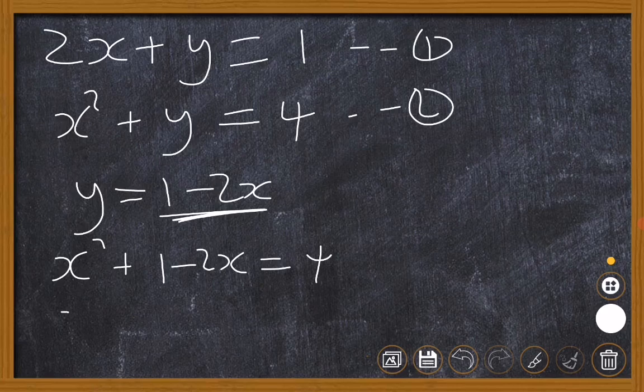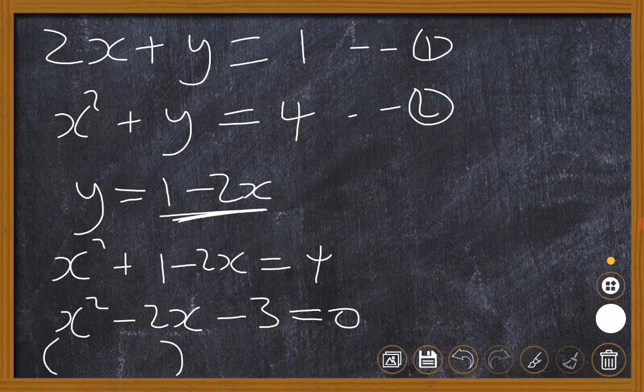And what else do we do? x squared minus 2x, then this 4 moves across the equal sign, and we have minus 4 plus 1, which gives us minus 3, equal to 0. Now that looks like a quadratic equation which we can factorize. So let's go straight and try to factorize that.